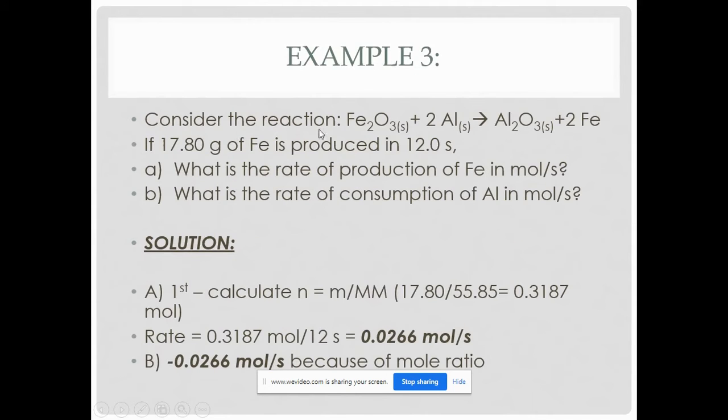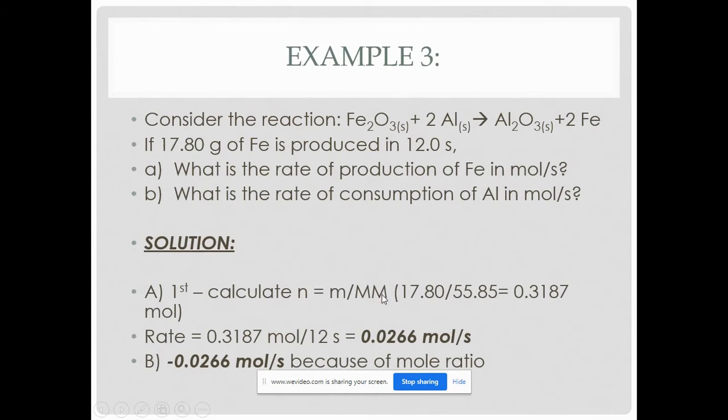Okay, so it says consider the reaction Fe2O3 plus 2Al forms Al2O3 plus 2Fe. If 17.80 grams of Fe is produced in 12.0 seconds, what is the rate of production of Fe in moles per second? So what we have to do first is calculate the number of moles of Fe. They gave us the mass. The mass is 17.80 grams.